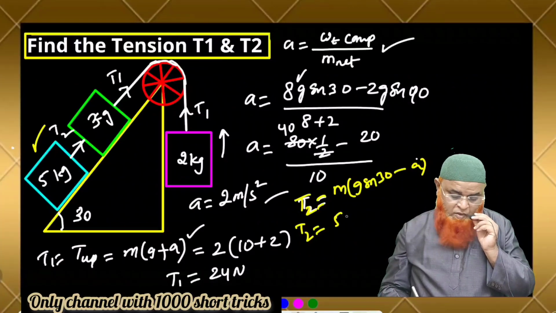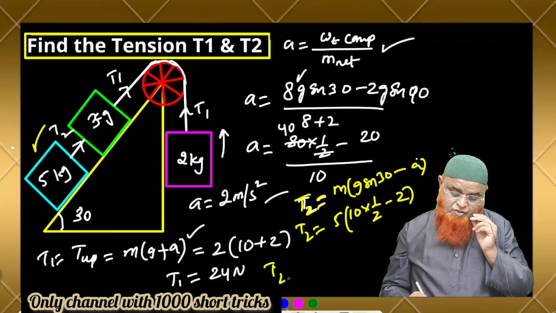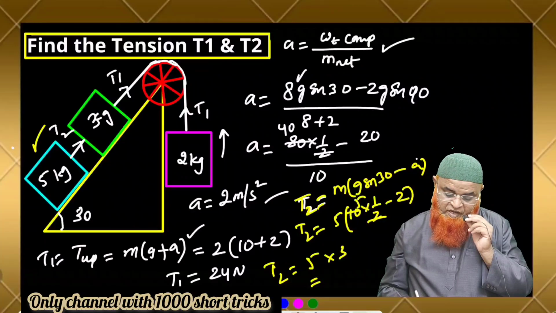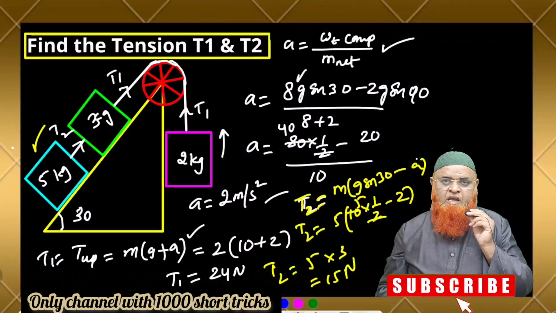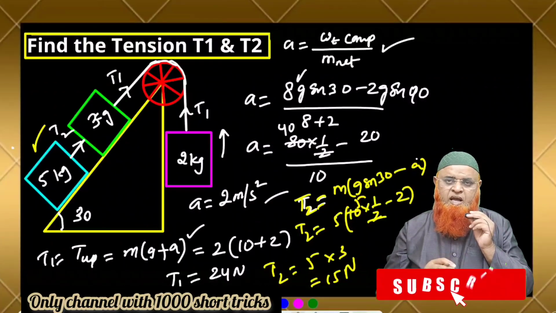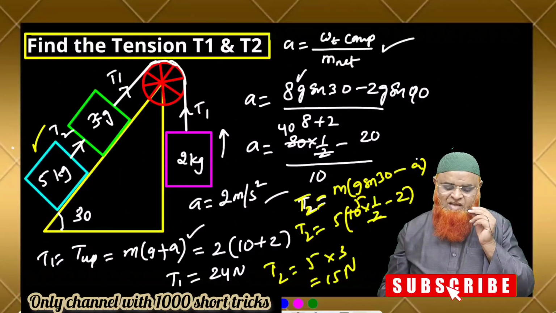So T2 is equal to 5 kg into g, which means 10 into 1 by 2, minus a, which is again 2 here. So T2 is equal to 5 into 3, because 2 ones are 2, 2 fives are 10, hence 5 minus 2 is 3. 5 threes are 15 newtons. So like this you can find it in a super simple way, without any free body diagram, without any constrained motion. Hope you have enjoyed this lecture. Thank you very much. Have a nice day.